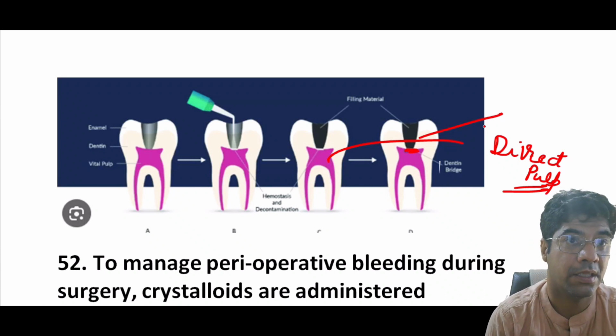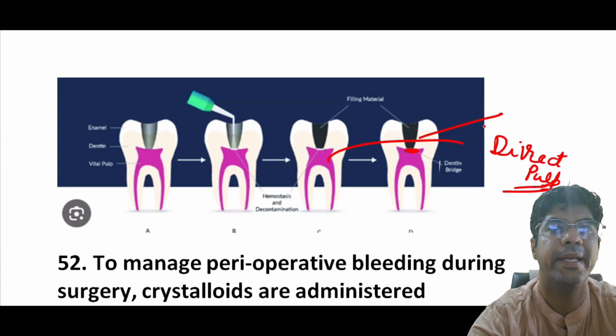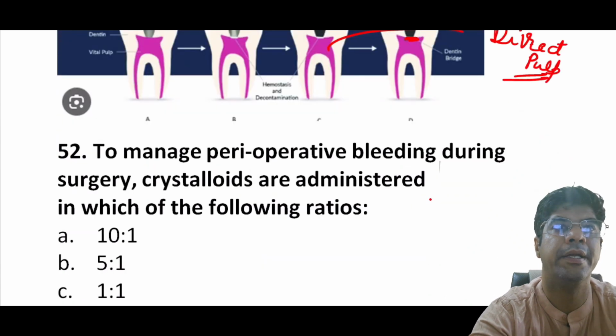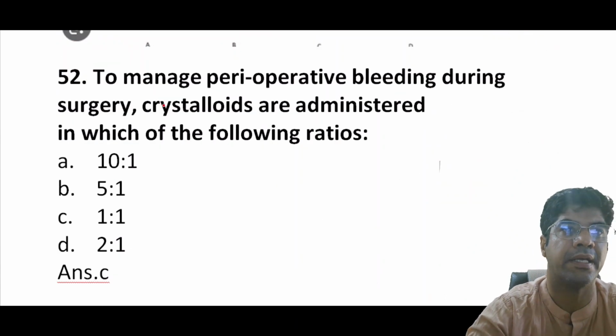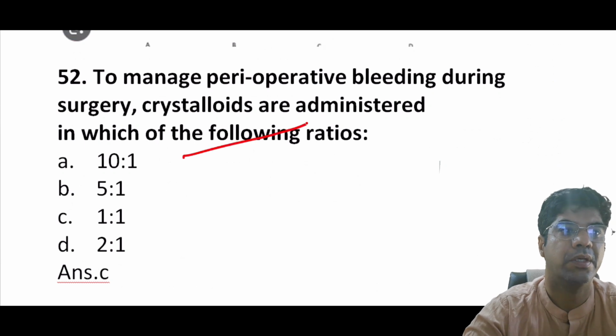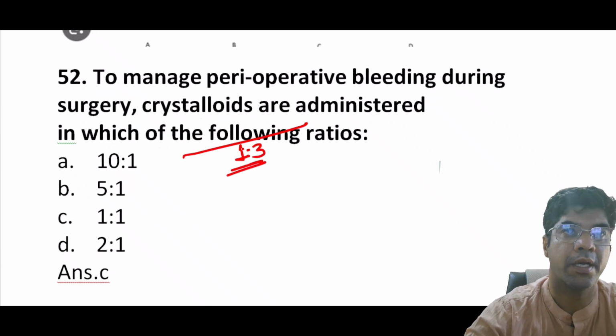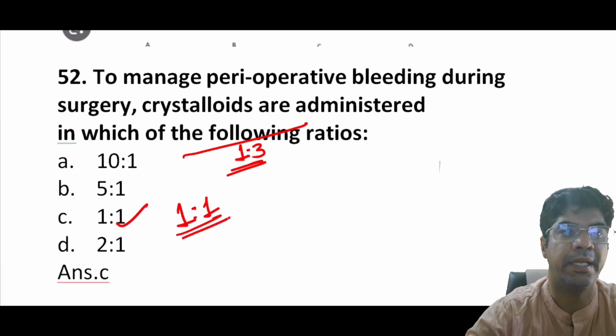To manage perioperative bleeding during surgery, crystalloids are given in which ratio? Traditionally, remember, a 1:3 ratio of crystalloid to blood loss was recommended. But according to the current hypothesis, 1:1 is sufficient for maintaining hemodynamic stability. That means the patient's blood pressure and perfusion are kept within the normal range.